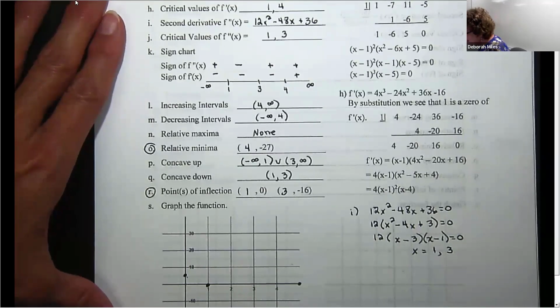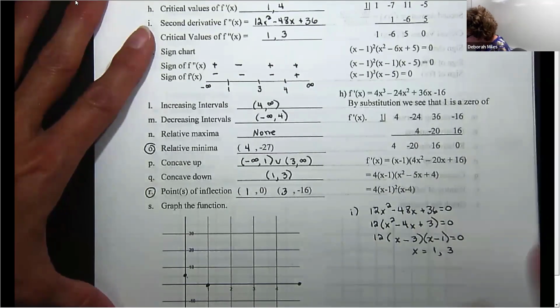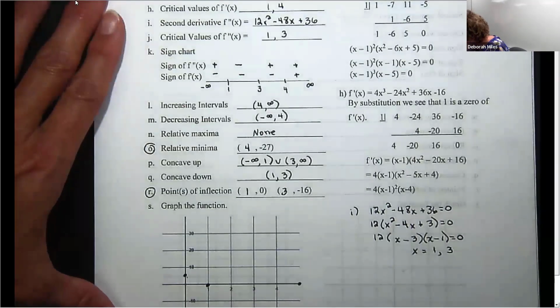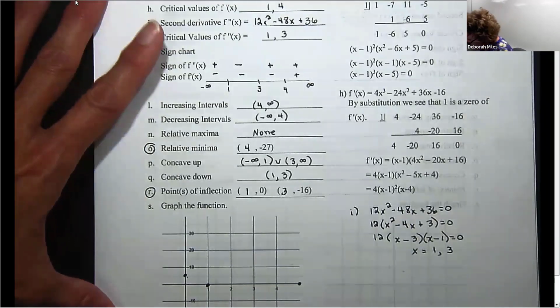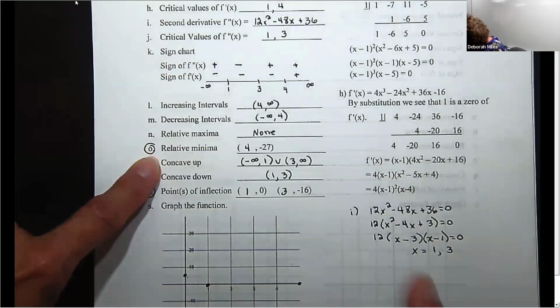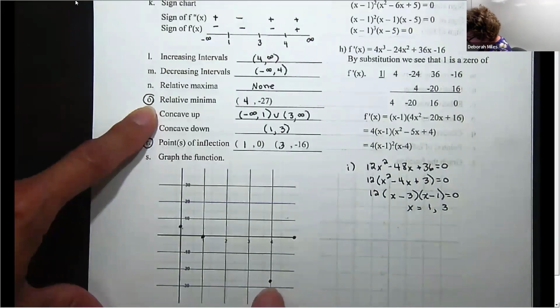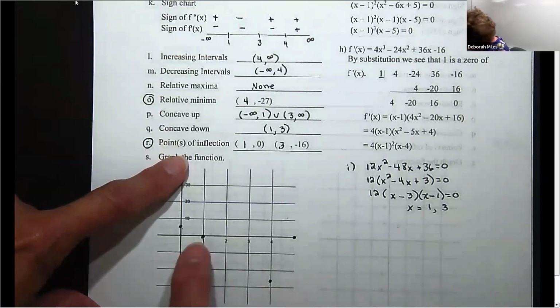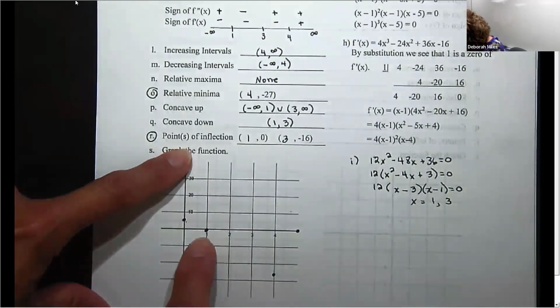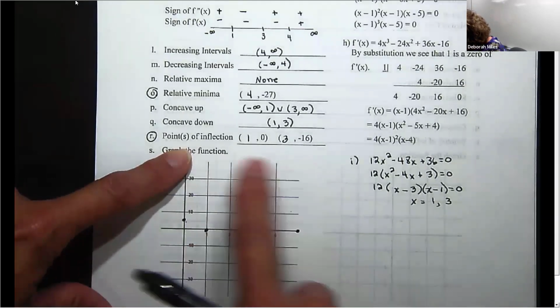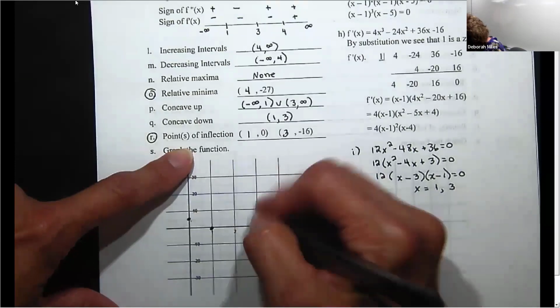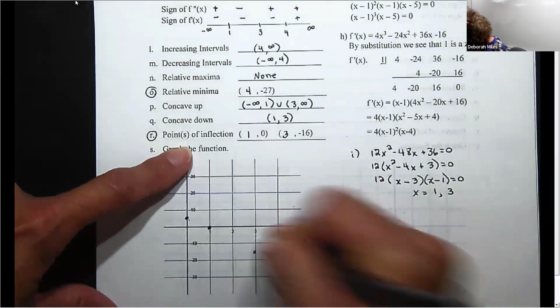Oh, yeah. I spent a long time figuring out the best scales of the graphs to graph these suckers, because they don't all fit on a standard window. Relative min at 4, -27, we'll call that about here. Point of inflection at 1, 0, I already have that graphed. And then the other point of inflection 3, -16, all that about here.